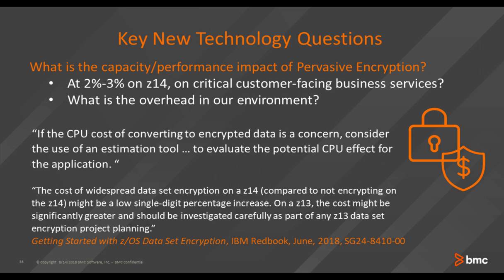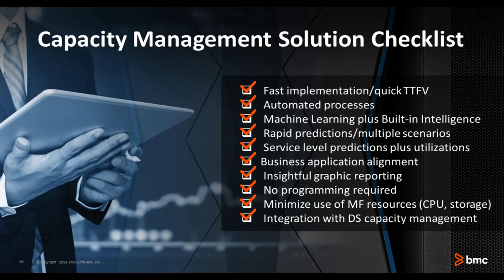But in IBM's Redbook on getting started with z/OS data set encryption, they note if the CPU cost of converting to encrypted data is a concern, consider the use of an estimation tool to evaluate the potential CPU effect for the application. And as I noted, below is the quote that talks about the overhead on a Z14 versus other platforms. So pervasive encryption still is an amazing thing. It can help put the lockbox around the corporate data. We just have to understand what that takes in terms of capacity to support it.